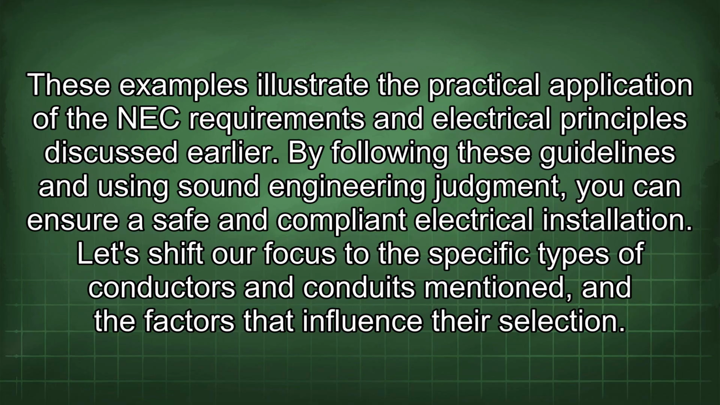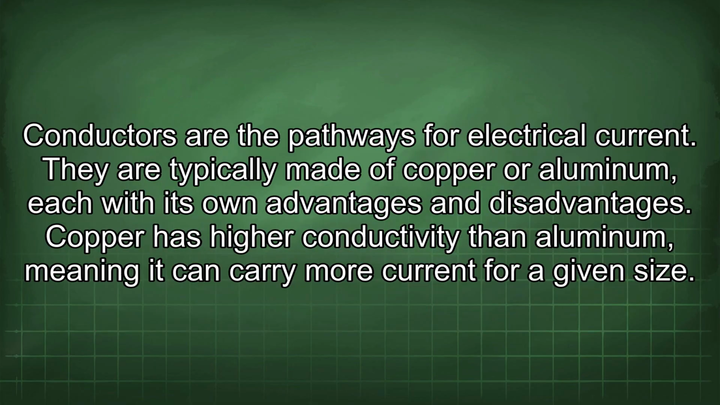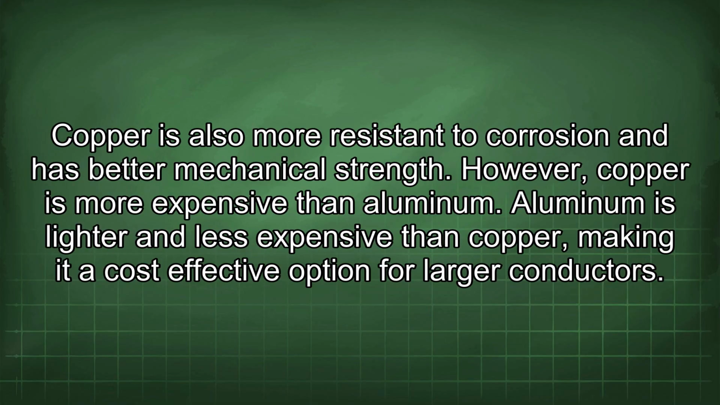Let's shift our focus to the specific types of conductors and conduits mentioned and the factors that influence their selection. Conductors are the pathways for electrical current. They are typically made of copper or aluminum, each with its own advantages and disadvantages. Copper has higher conductivity than aluminum, meaning it can carry more current for a given size. Copper is also more resistant to corrosion and has better mechanical strength. However, copper is more expensive than aluminum.